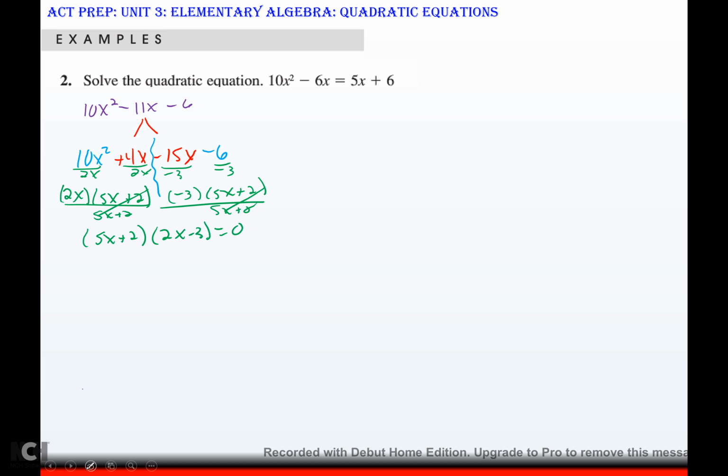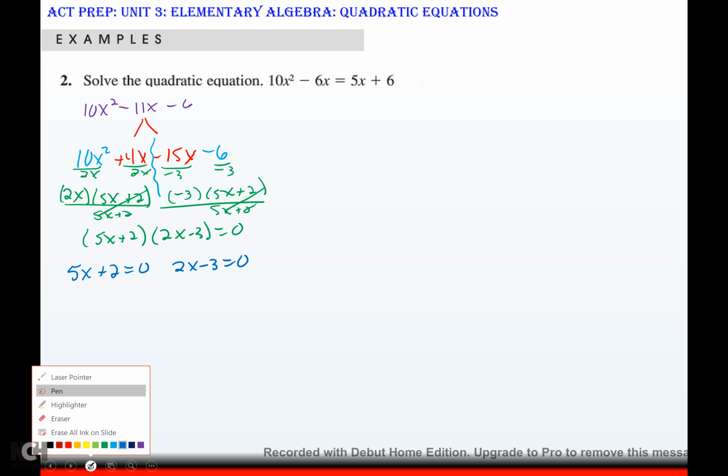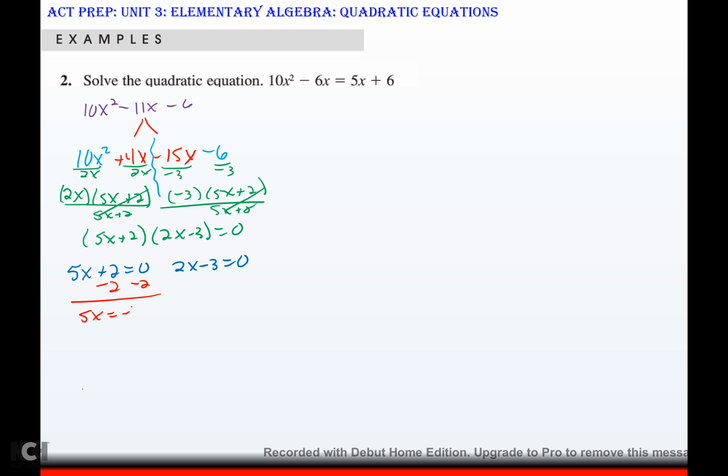So now that I factored, again, to solve it, we set each factor to 0. So I have 5x plus 2 equals 0, and I have 2x minus 3 equals 0. To get x alone on the first one, I'm going to minus 2. That gives me 5x equals negative 2. Divide by 5, and I get x equals negative 2/5.